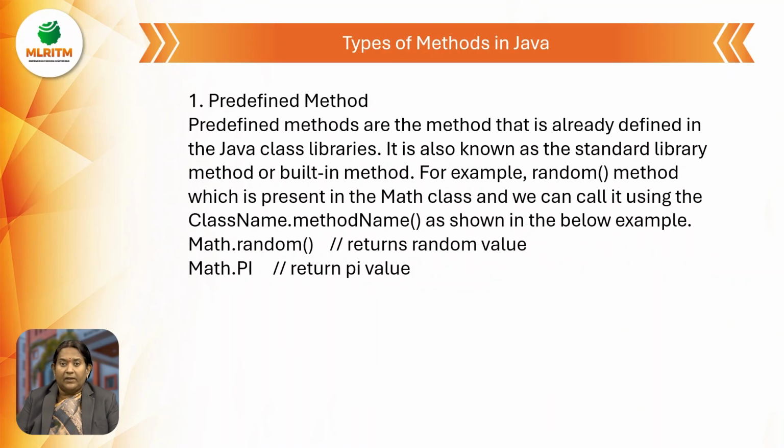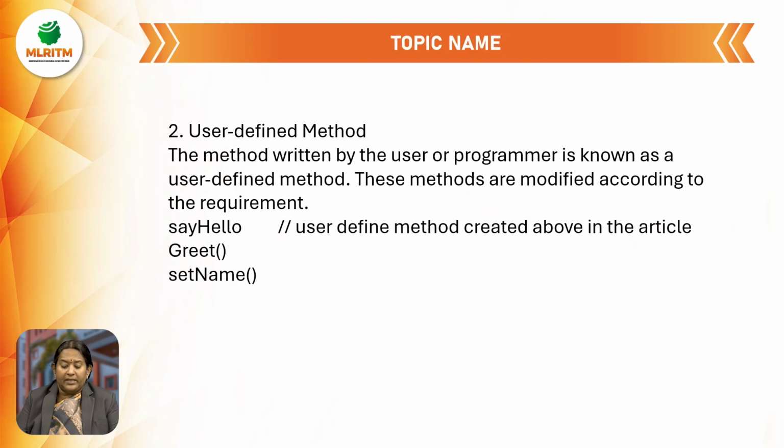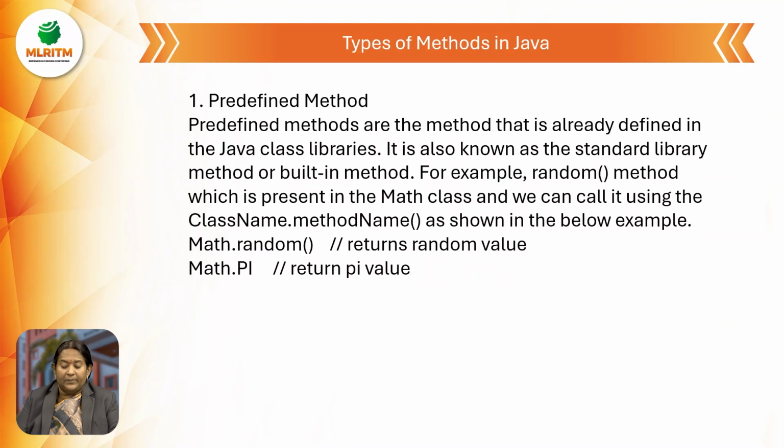Types of methods in Java: predefined methods and user-defined methods. These two are the types of methods in Java. The first one is predefined methods. Predefined methods are the methods that are already defined inside the Java class library. In the library we have a large number of methods which we use whenever needed. For those methods, we will not write code in the Java program. Those are the inbuilt methods in the Java libraries, and we use them by calling or invoking the particular methods.